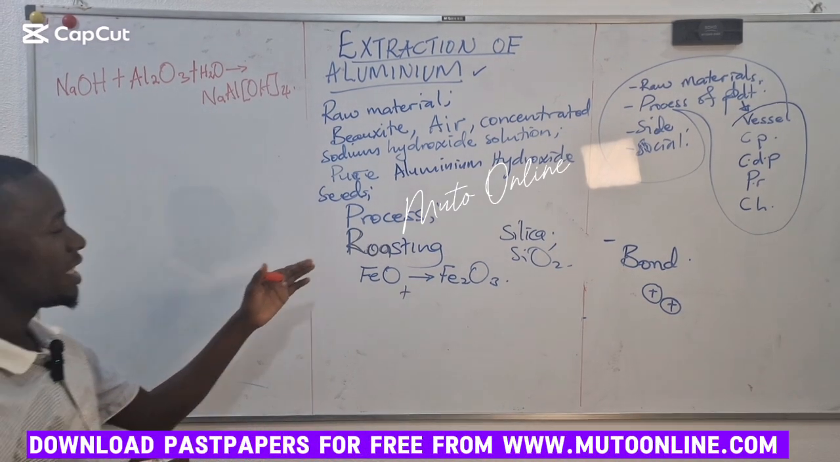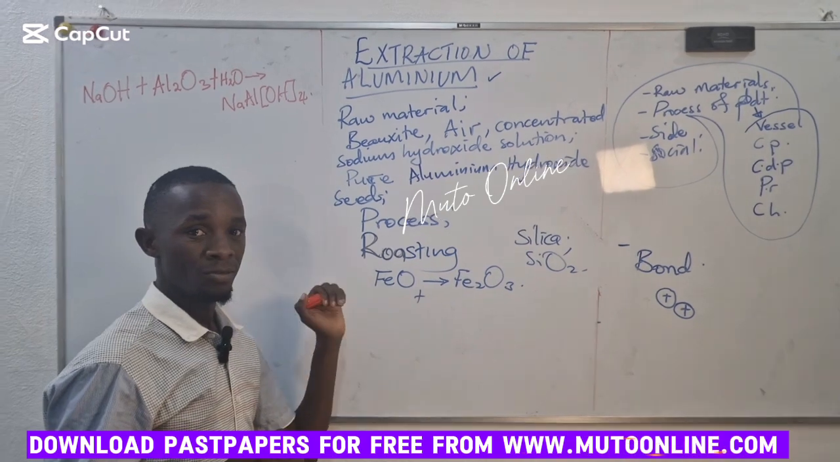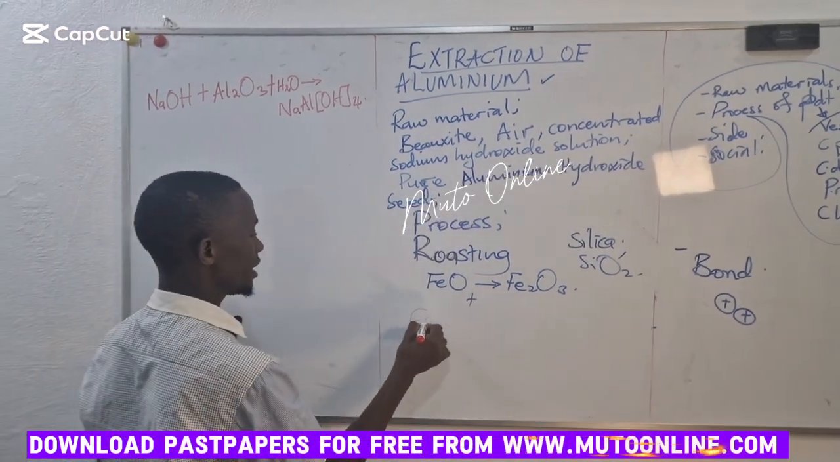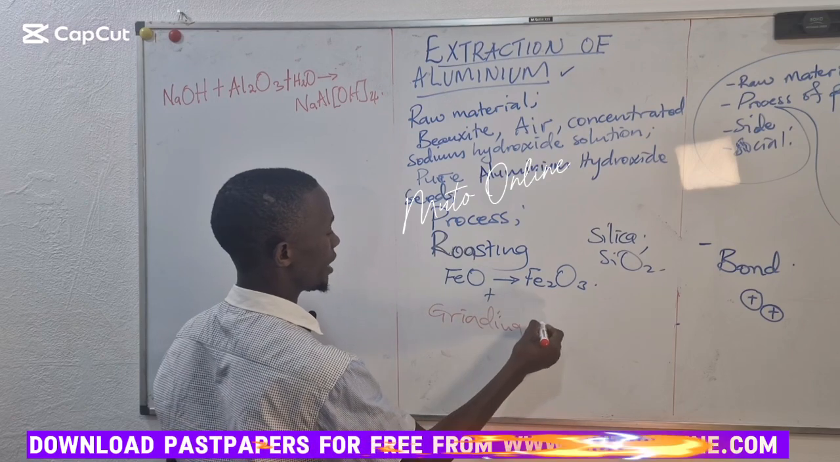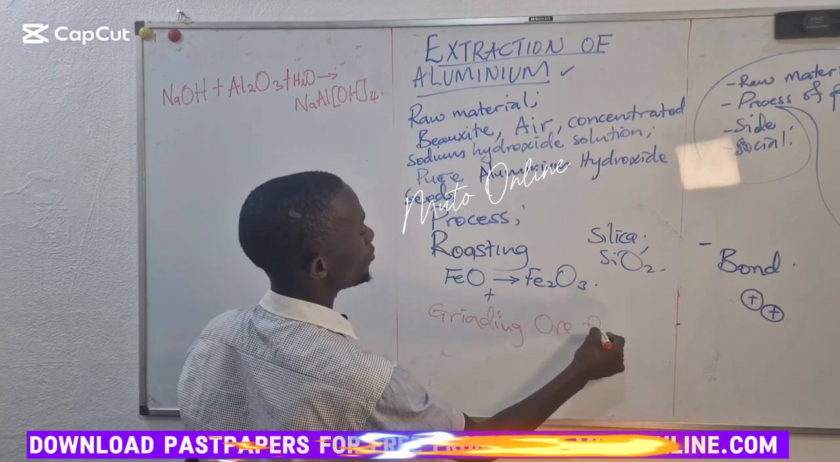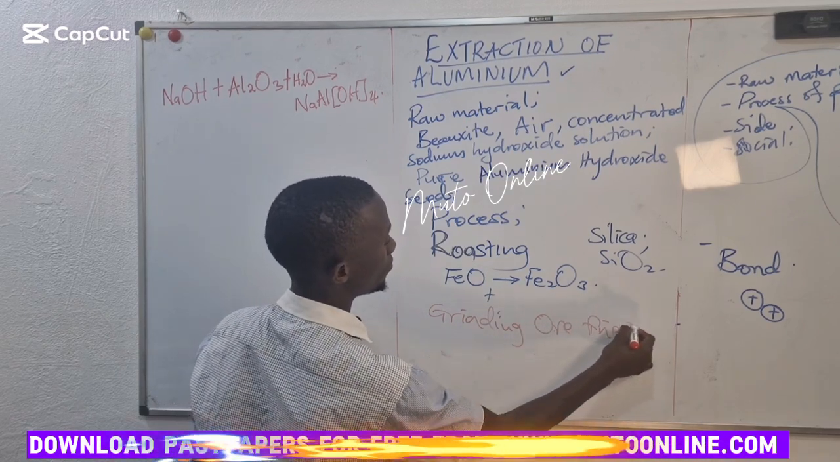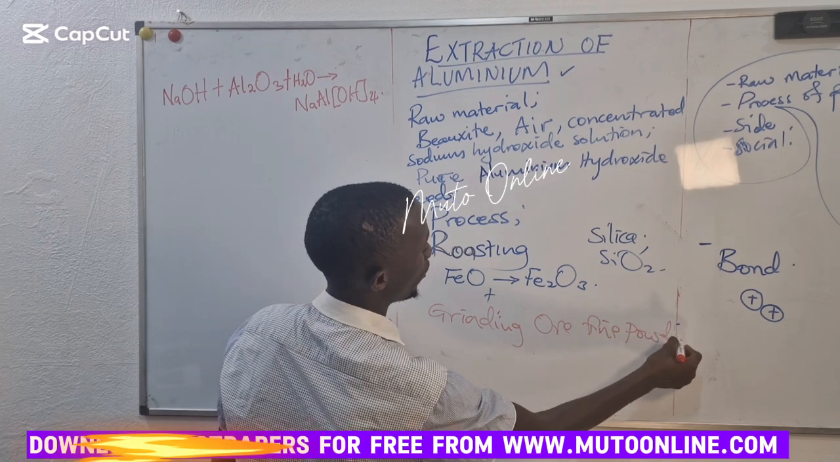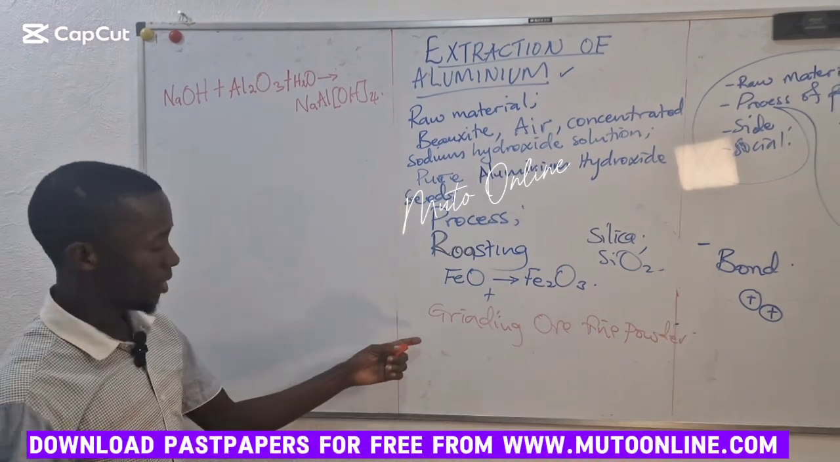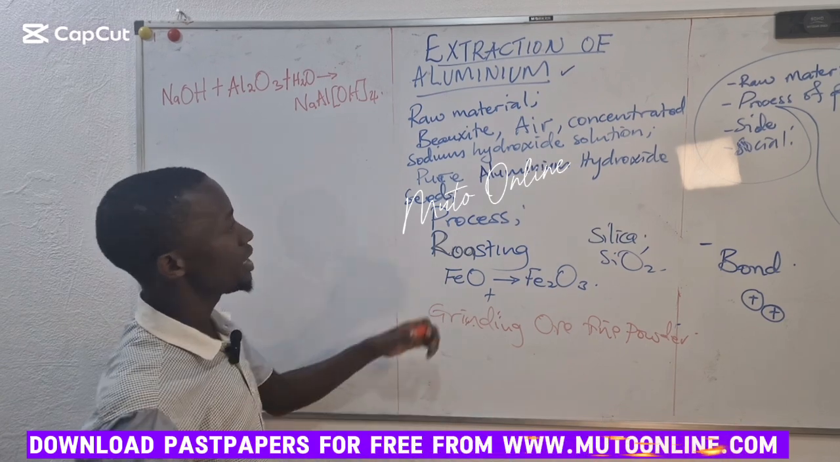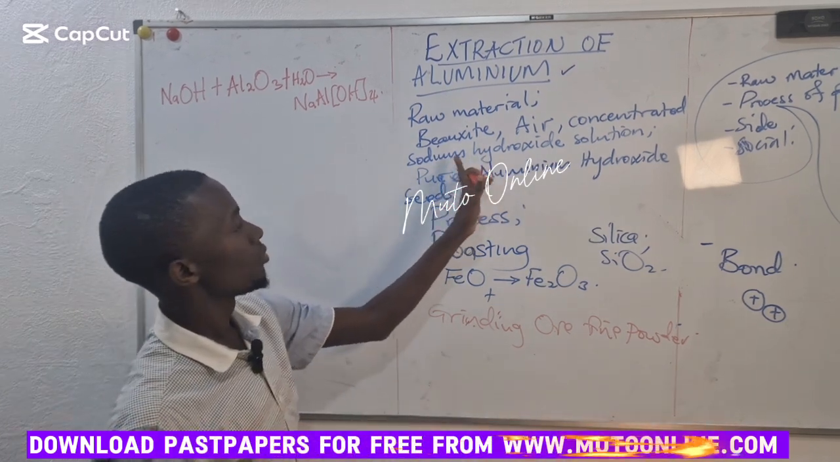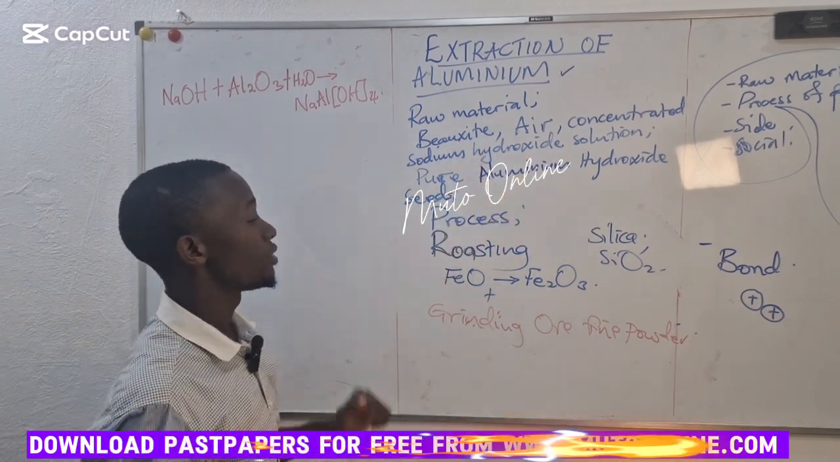So when we heat the ore, actually we start by grinding it. We grind the ore to fine powder. After grinding it, we heat it with concentrated sodium hydroxide solution.